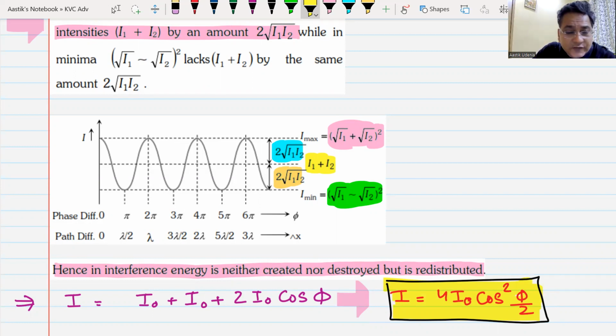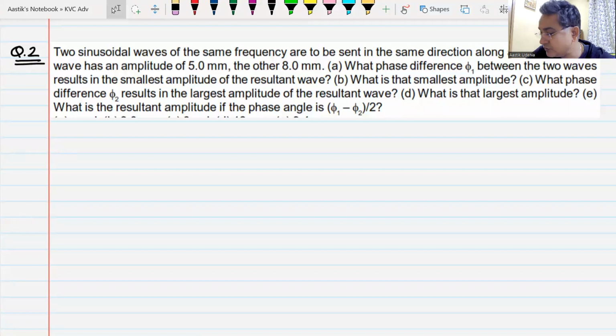Then I think I had given you this question. Two sinusoidal waves of same frequency are sent in the same direction along a taut spring. One wave has an amplitude of 5, other has an amplitude of 8, and you had to solve this question. Did you get the answers for this one? No? Did you try this question?